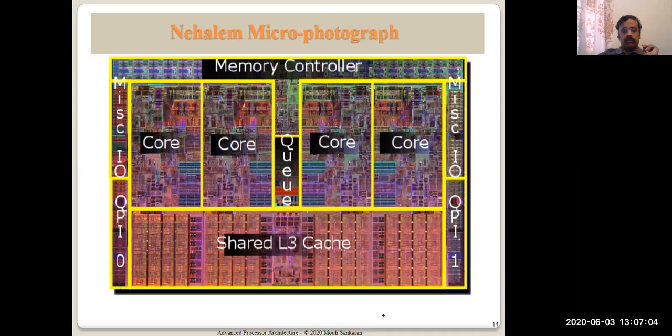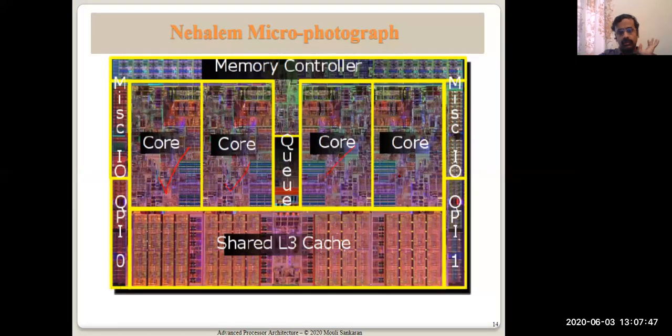Now, what is this picture? This is the micro photograph of a Nehalem chip. Why am I showing this? I am showing it to give you an idea of how much size each of those modules takes in a given chip. You can see that each core is taking this much space. Inside it, the L1 cache is there, the L2 cache is there, all the register sets are there, the superscalar pipeline is there, functional units are there, everything is inside.